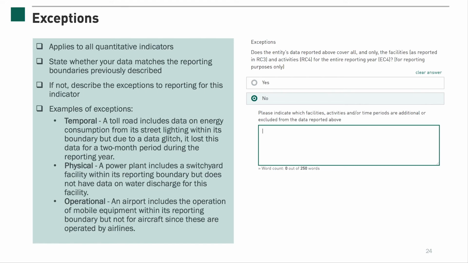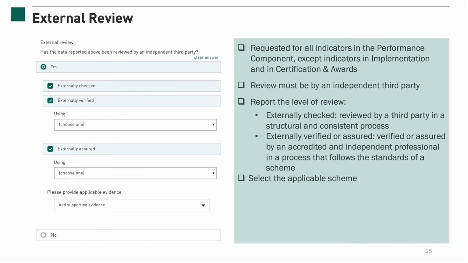Exceptions could relate to any of the boundary dimensions. Here are some examples which you may wish to pause and review. The response to this question is unscored and is for reporting purposes only. The indicators in the aspects energy, greenhouse gas emissions, air pollution, water, waste, biodiversity and habitat, and health and safety include a question on external review of the data.